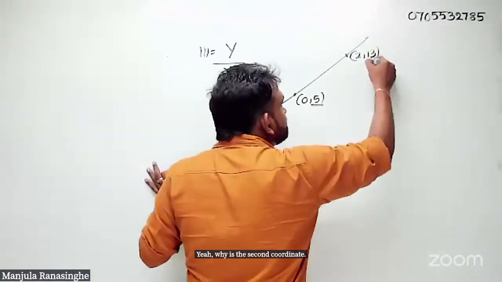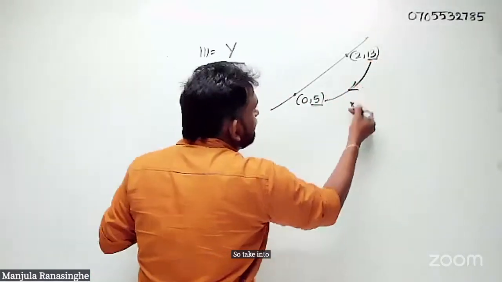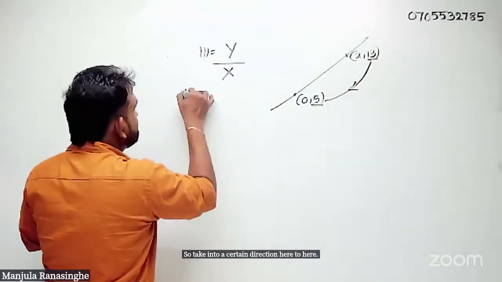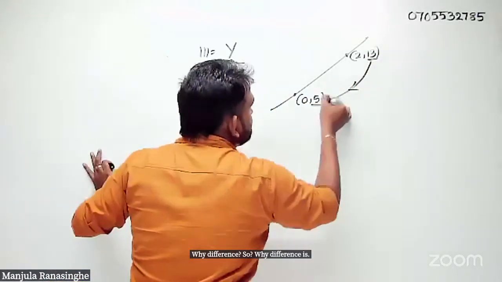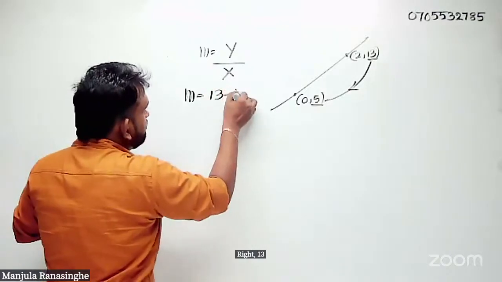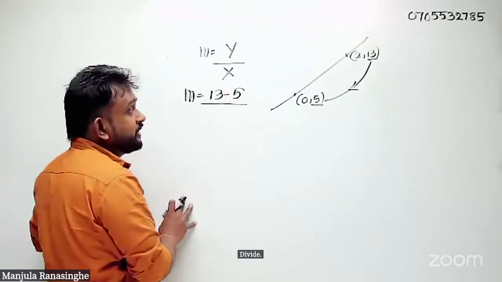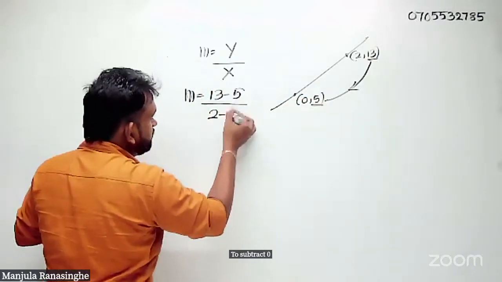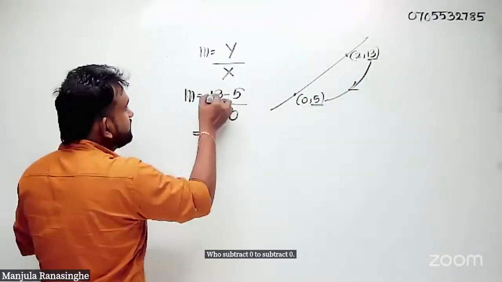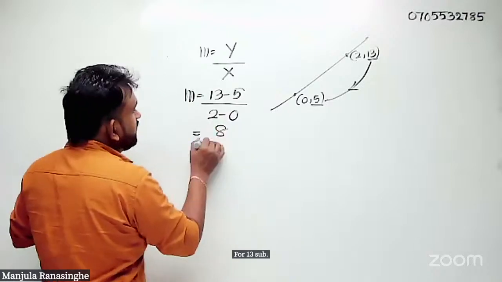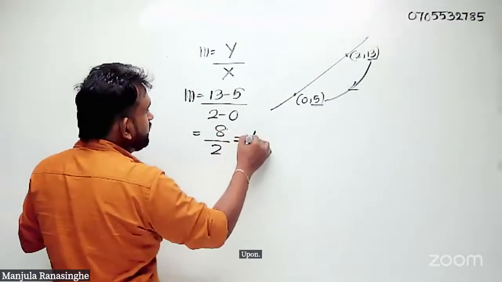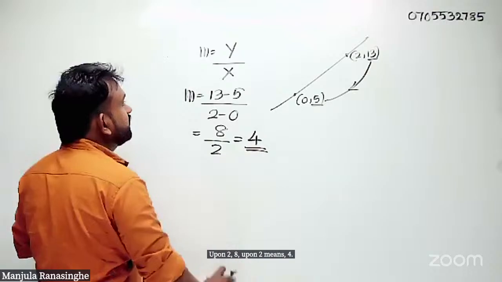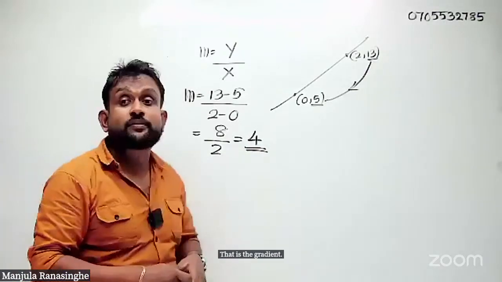So take y difference from here to here. So y difference is 13 subtract 5, divided by x difference. What is the x difference? 2 subtract 0. So 13 subtract 5 means 8 upon 2. 8 upon 2 means 4. That is the gradient.